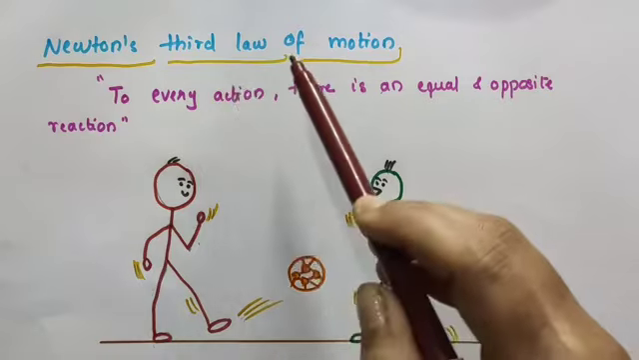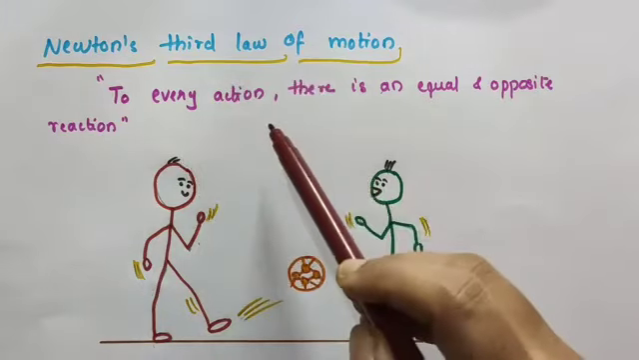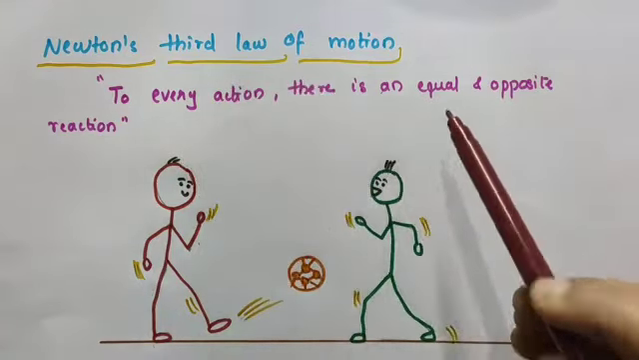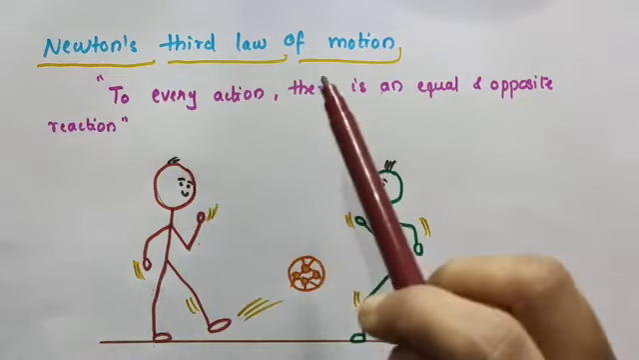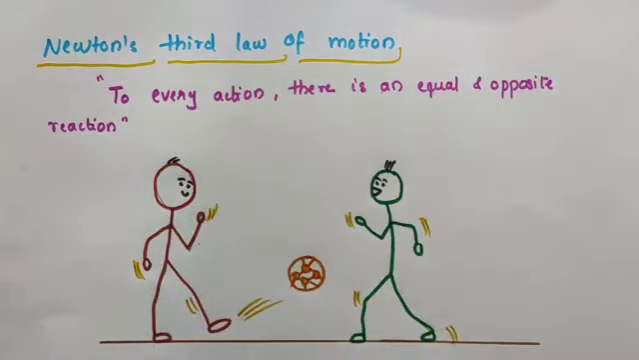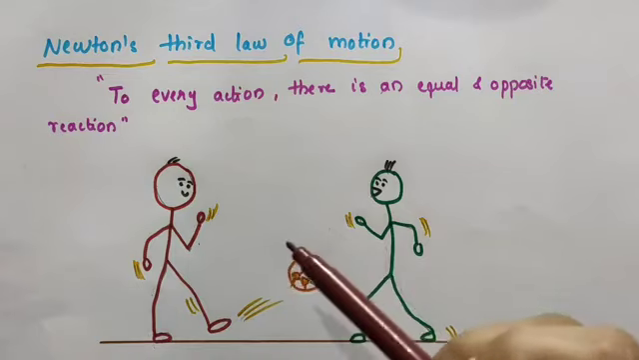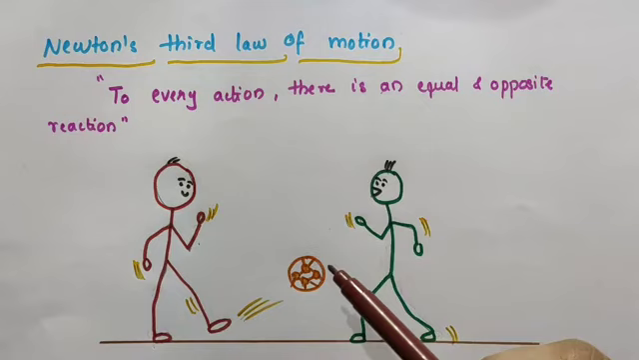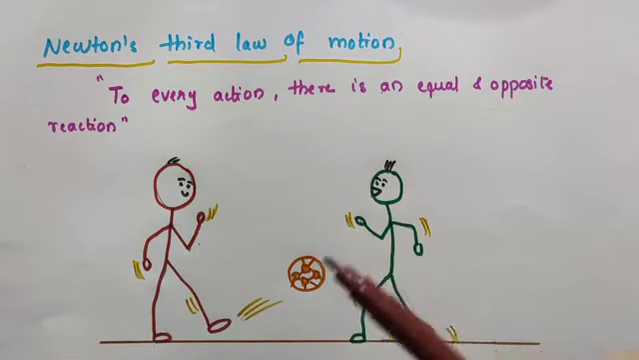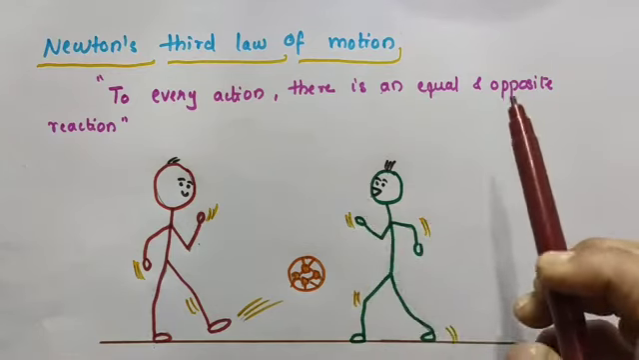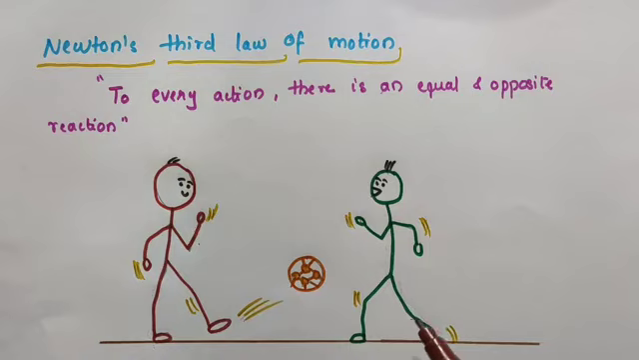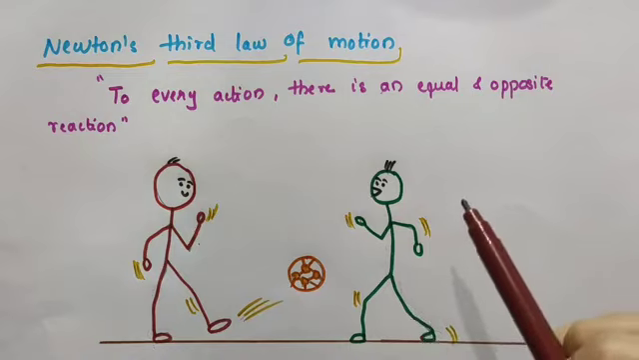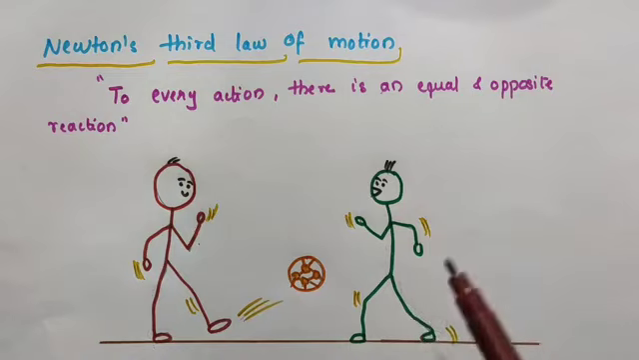Newton's third law of motion states that to every action, there is an equal and opposite reaction. That is, when an object exerts a force on another object, the second object instantaneously exerts a force back on the first. These two forces are always equal in magnitude but opposite in direction. These two forces act on two different objects, not on the same object.